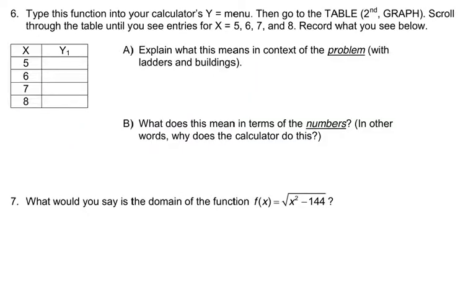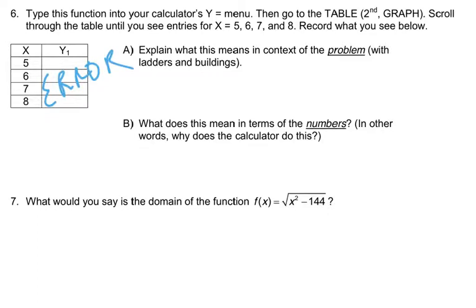So for number 6, I want you to type the function into your calculator's y equal, and then go second graph, and go through the table. Second graph pulls up your table. Go through the table until you see the entries for 5, 6, 7, and 8. Put your answer down. So go to y equal. Put in your equation. What you're putting in is the square root of x squared minus 144. Second graph pulls up your table, and for each of these you ought to see error.